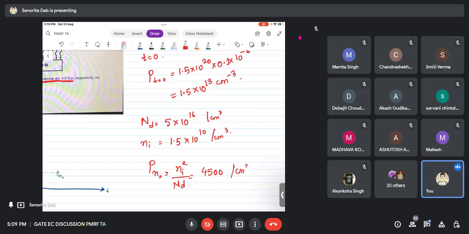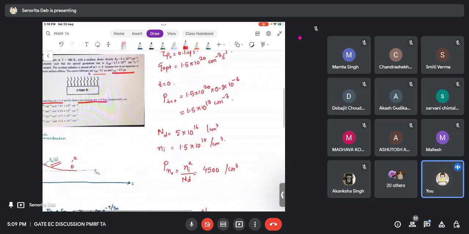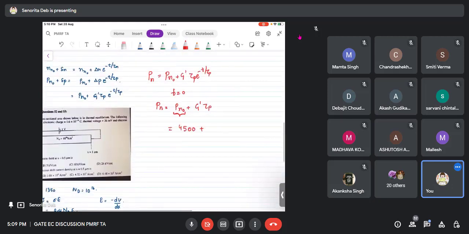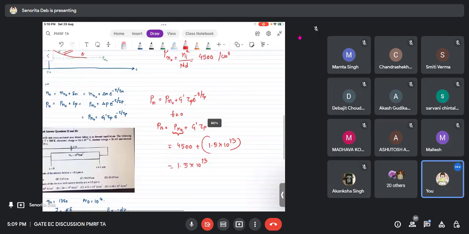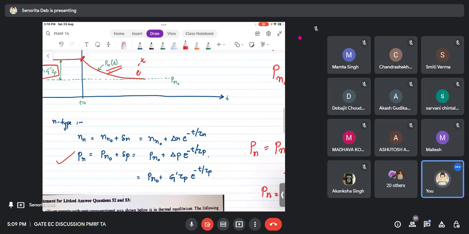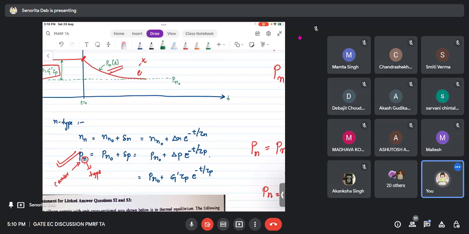When you compare it with g dash tau p, this one is a very big number, approximately 1.5 into 10 to the power 13. So the formula that was used was this. These are all excess carriers in semiconductor topic. As I had said, Pn means holes in n type, Nn means electrons in n type. So this is the type and this is the carrier.